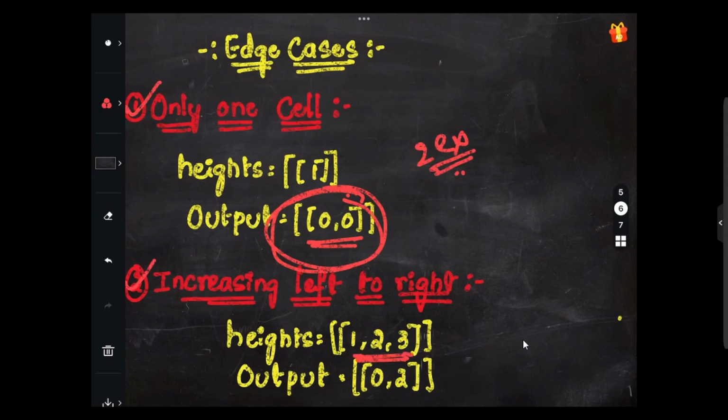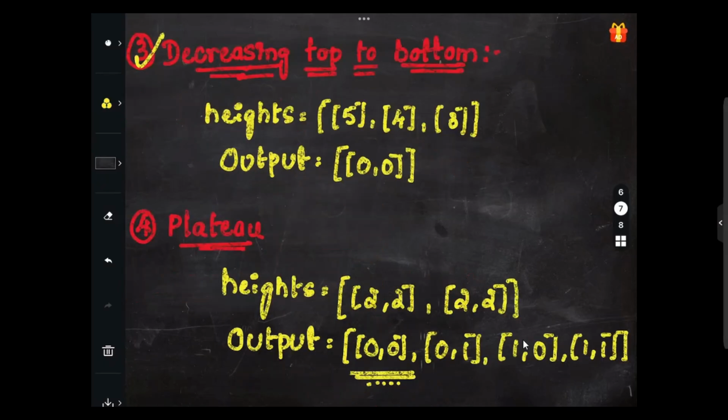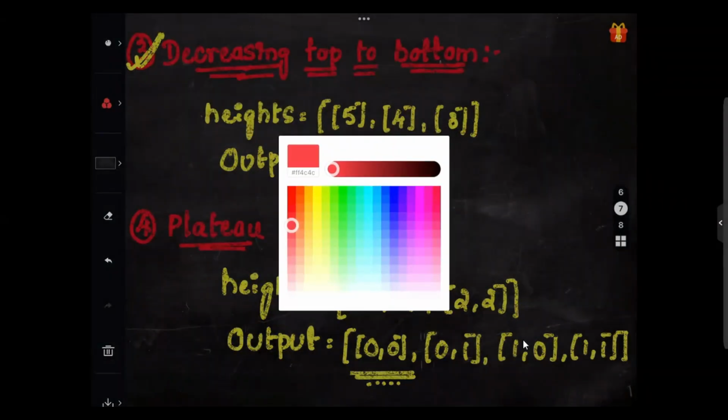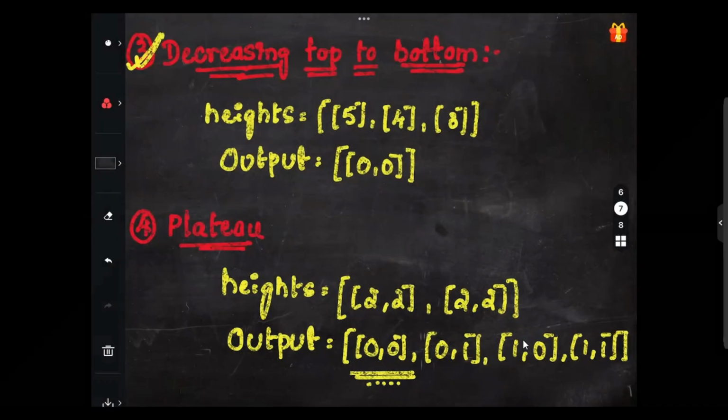So let's move on with the second edge case here. Increasing left to right. So we have 1, 2 and 3. 0, 2, 0, 1, 0, 2. This is the only cell which can flow into this one. Output is 0, 2 here, right? So this is the only cell which can flow into both the Pacific as well as the Atlantic Ocean, right? Let's move on with the third edge case here. So in this case, decreasing top to bottom. So here 5, 4 and 3, we have 0, 0 as the output.